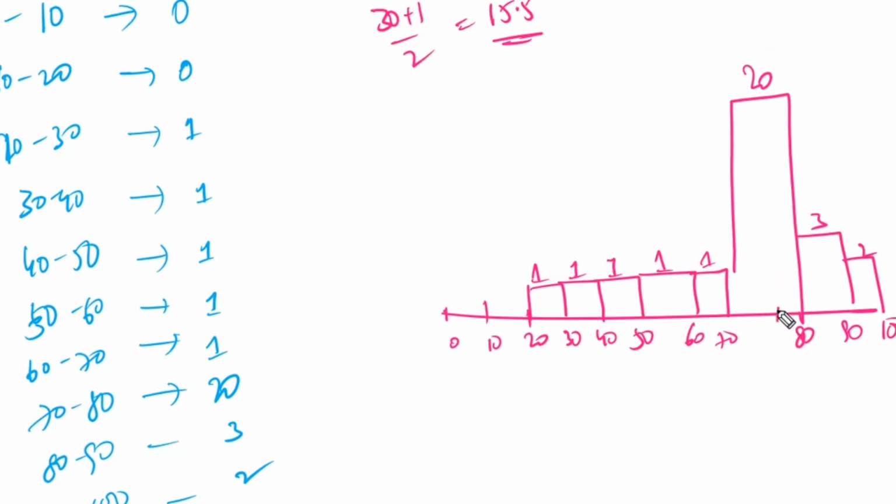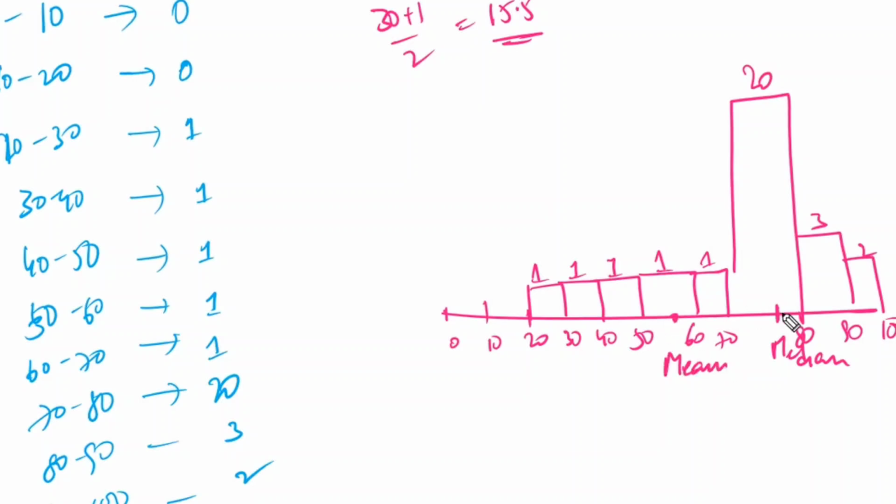So here only the median is there. In this bar only the median value is located. Your median value is in this bar, whereas the mean value will be exactly in the center. It will not change. Mean cannot be changed. It is in the center only. You have to draw the mean here only.